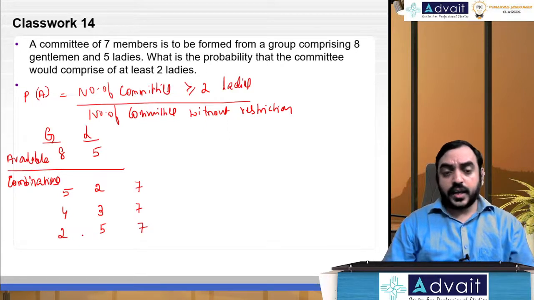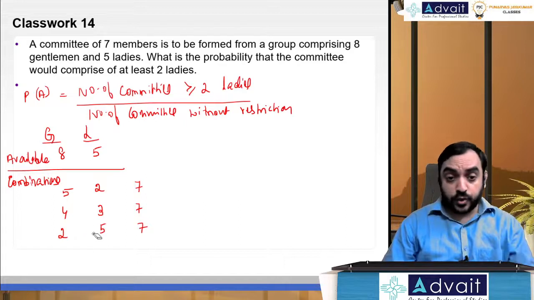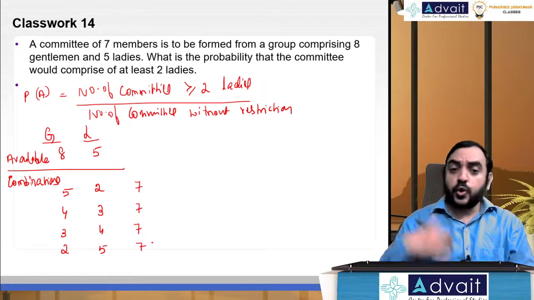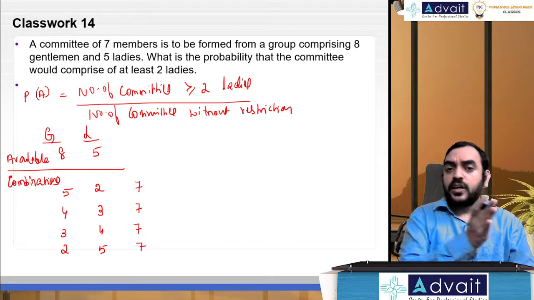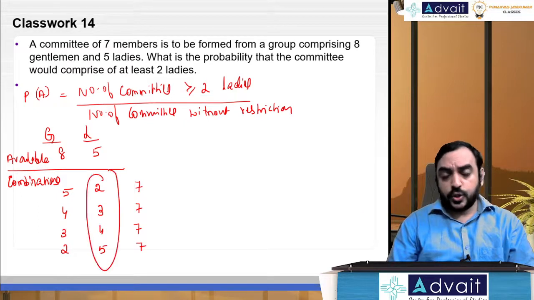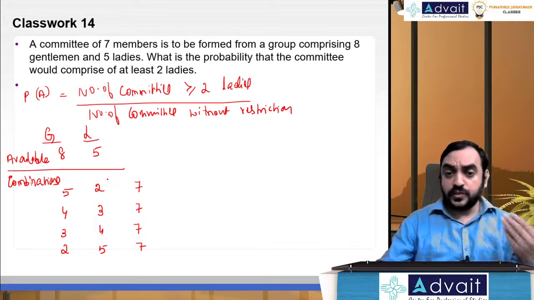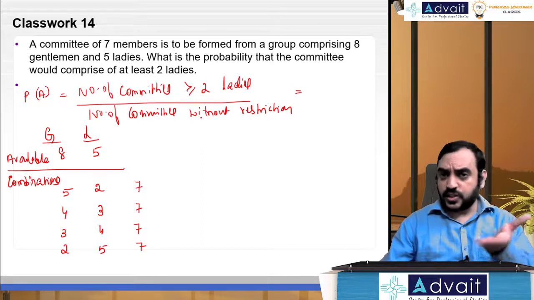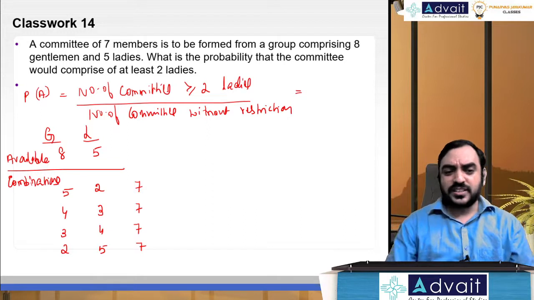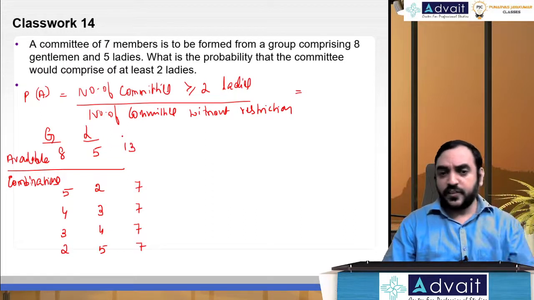I can't select 6 ladies, only 5 are available. If I select 4 ladies, there will be 3 gentlemen, so the total is 7. If I select 5 ladies, there will be 2 gentlemen, so the total is 7. I can't go for 6 ladies, I can't go for 1 lady. So it is 2, 3, 4, 5 ladies with the remaining gentlemen. Compute the combinations, and that becomes the numerator. The denominator is committees without any restrictions, which is very simple: you have to select 7 out of a total of 13. That will give you the answer.